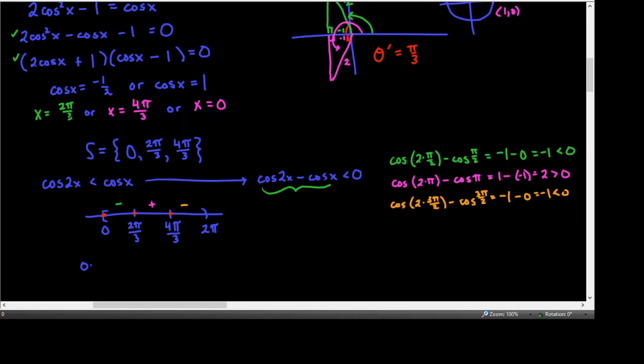So our answer is on the interval starting with 0, because remember we're looking for where it's less than 0, so we're looking for the negatives. So 0 to 2 pi over 3, not including that because it's just strictly less than 0, and then union 4 pi over 3 to 2 pi. Okay, that's that one.